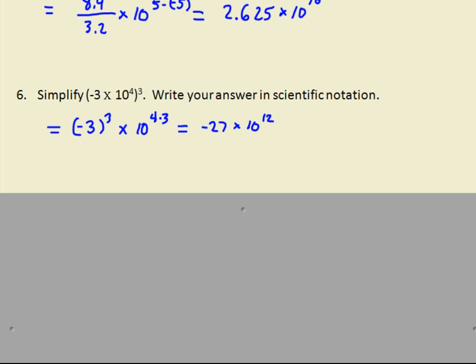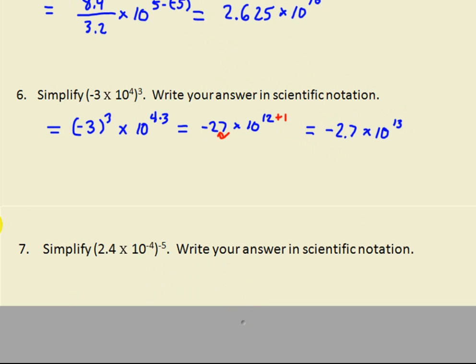But of course we need to move our decimal, and this is going to happen very often when we're working with multiplying or dividing numbers in scientific notation or raising them to a power. So ignore the negative for a moment and focus on the 27. We need to move that decimal 1 to the left here, which means we need to add 1 to counteract that in our exponent. So this is going to give us negative 2.7 times 10 to the 13th.